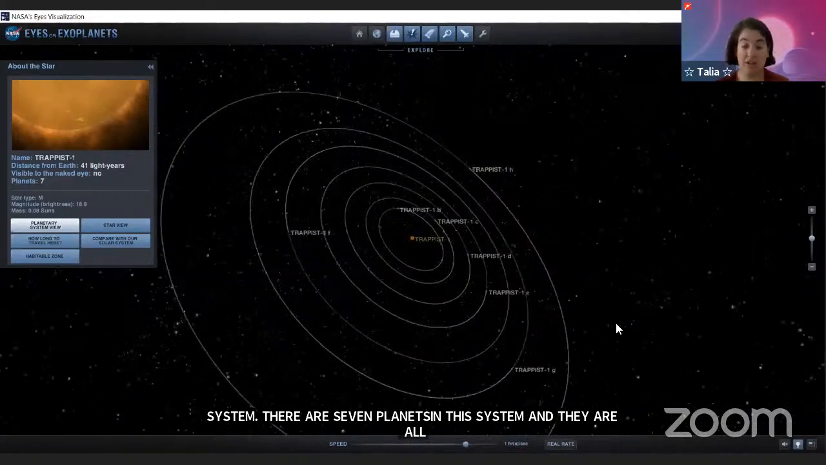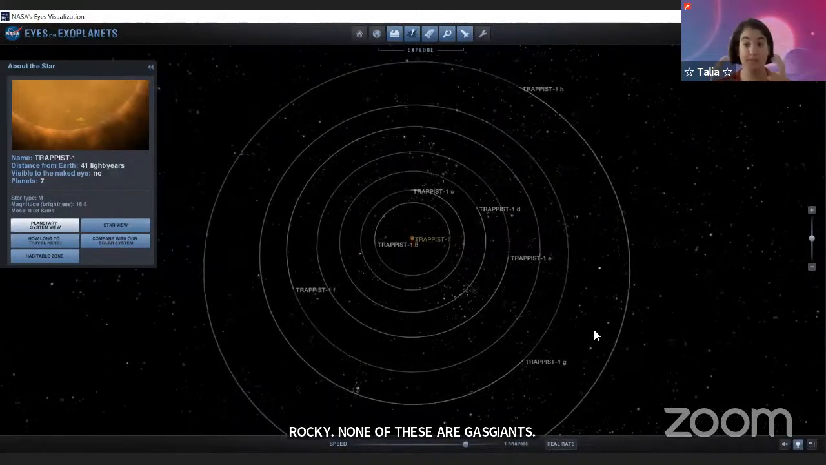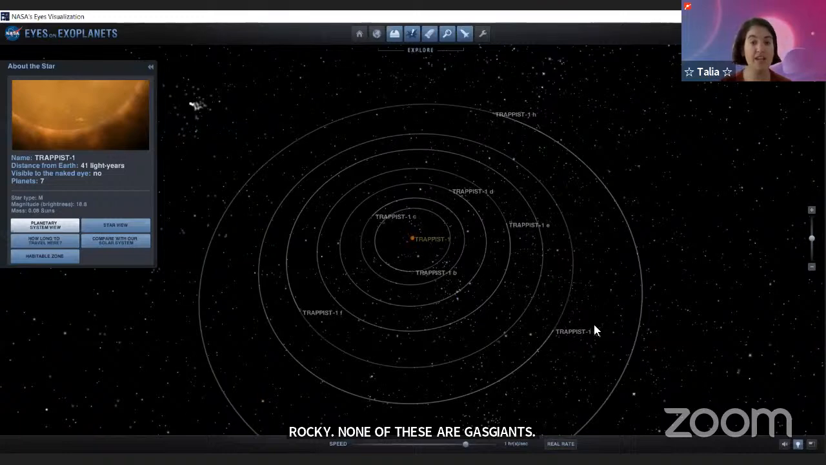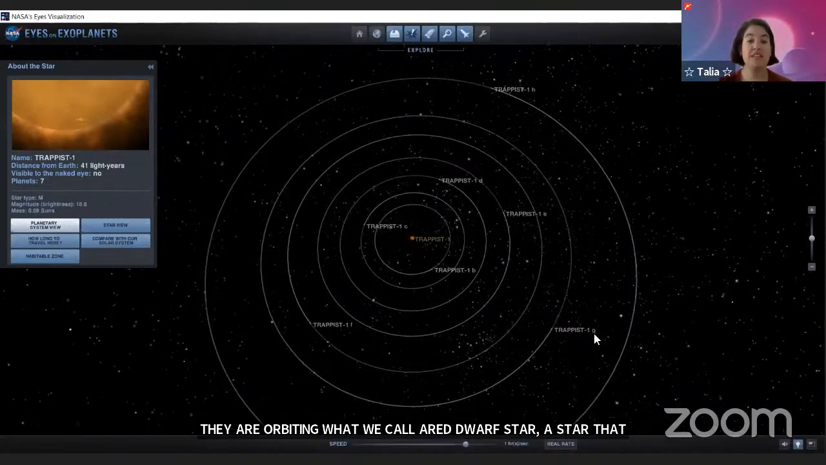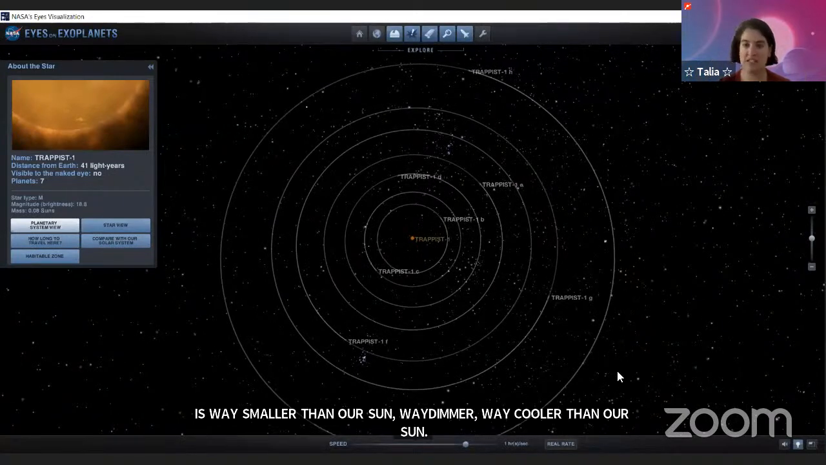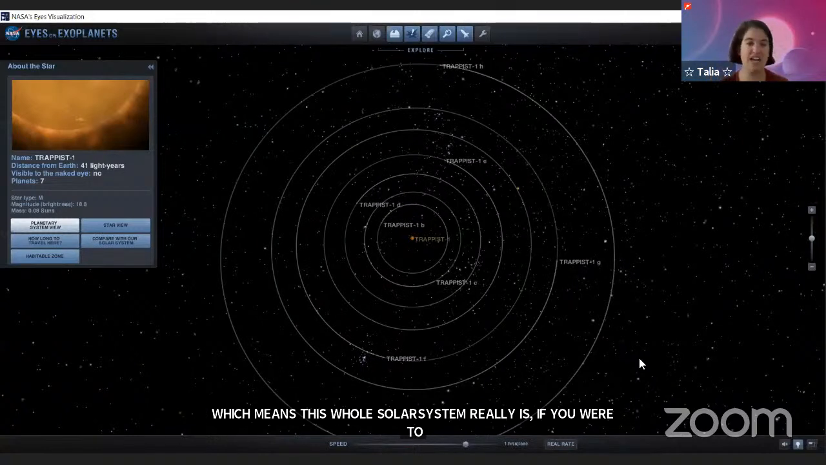They are orbiting what we call a red dwarf star. So that is a star that is way smaller than our sun, way dimmer, way cooler than our sun, which means that this whole solar system really is, if you were to compare it to something in our solar system, more like Jupiter and its moons than it is the sun and its planets in terms of size.